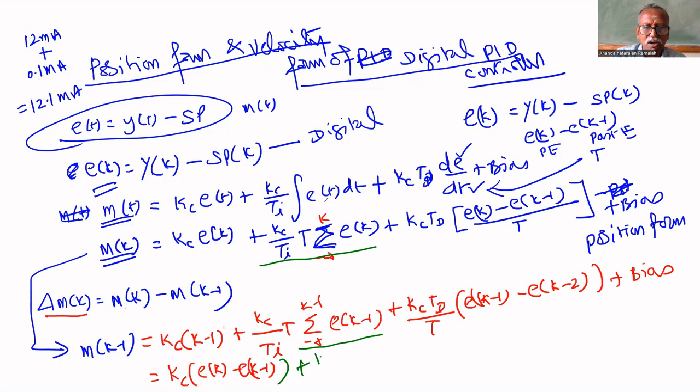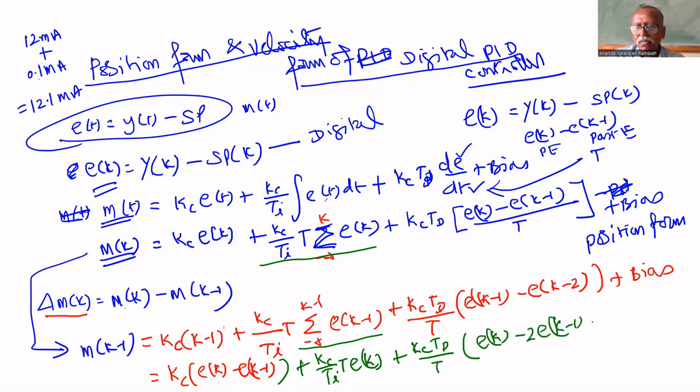What is the remaining? What are the constant terms? Kc by Ti multiplied by T. Here it is up to K minus 1, here up to K. The last term only is there. That's why E of K only. Plus Kc Td divided by T. And here if you subtract, E of K will be there, minus 2 E of K minus 1 plus E of K minus 2. That's all. This is the velocity form of PID controller.